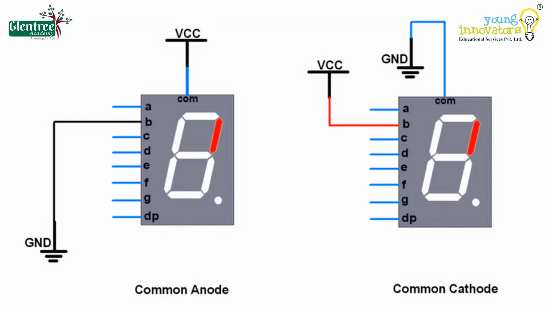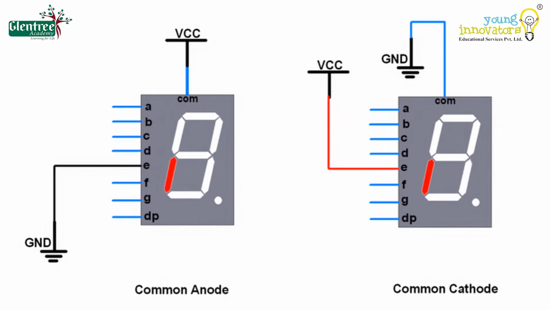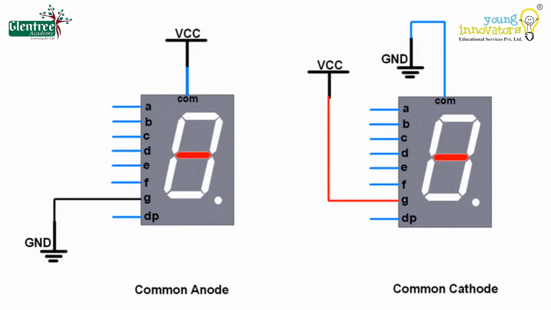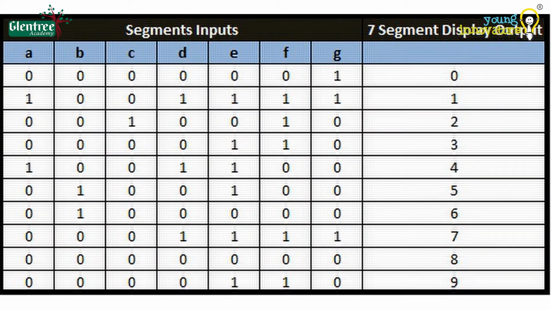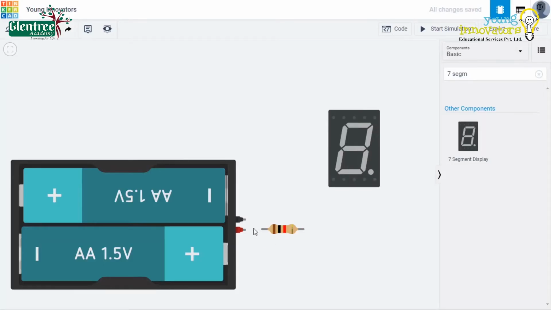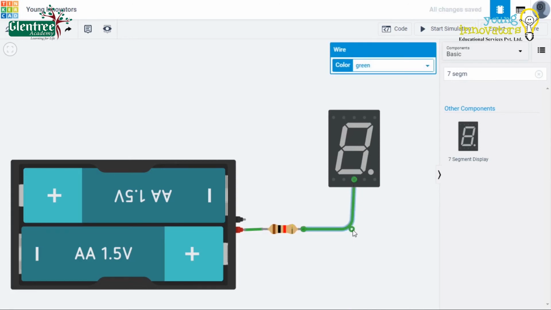Now, let us display the numbers from 1 to 9. The table here shows us how the terminals should be connected to display each number. Let's move back to the Tinkercad workspace. Let us display 1. For that, we need to connect the terminals B and C. We are using a common anode display, hence we will connect the common terminal of the 7-segment to the positive end of the battery, and from the negative terminal we connect it to the B and C terminals.